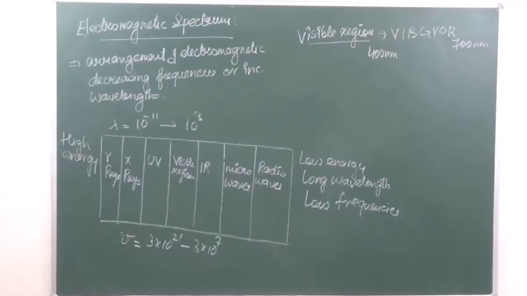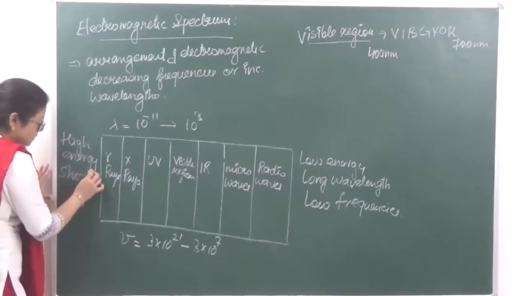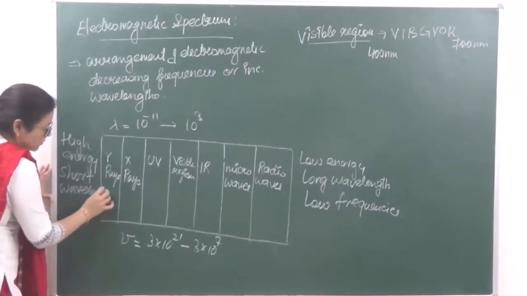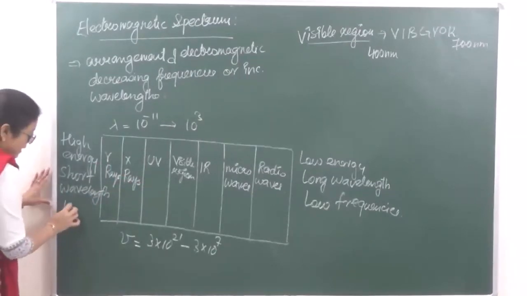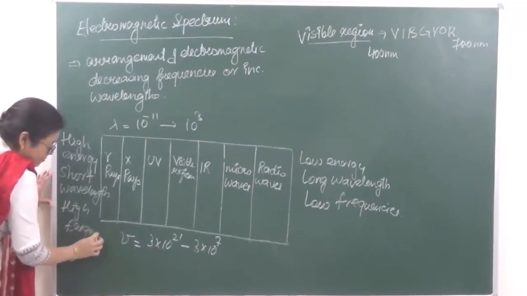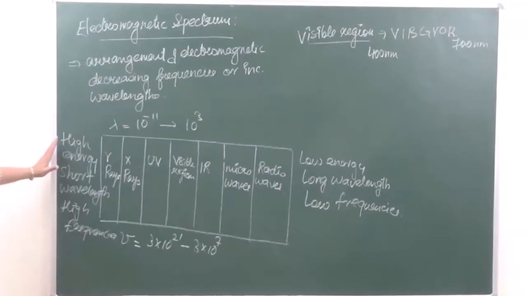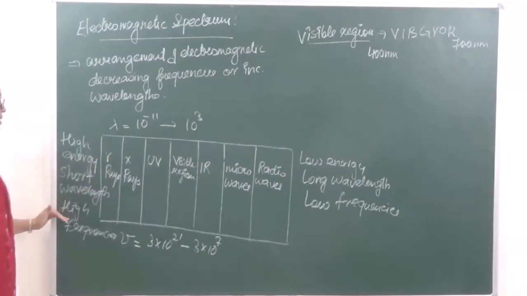High energy, they have short wavelength, and their frequencies are also going to be high. So in the electromagnetic spectrum, what we can see is that we are traveling from high energy to low energy, from short wavelength to long wavelength, and from high frequencies to low frequencies.